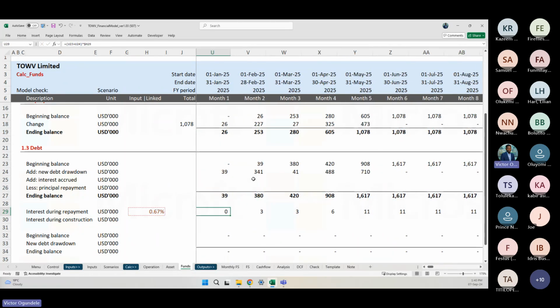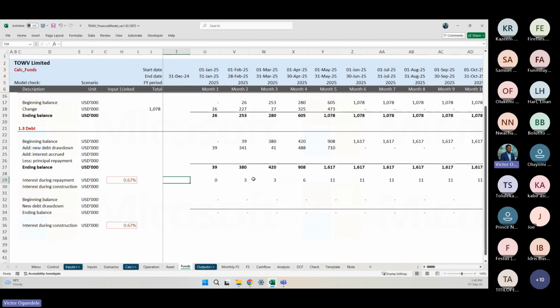So this is the reason why they don't usually get the whole funding that you need from the start. It's based on your spend profile, and that's the way you need to draw down those debts so that you don't start accruing unnecessary debt, unnecessary interest expense from period one.